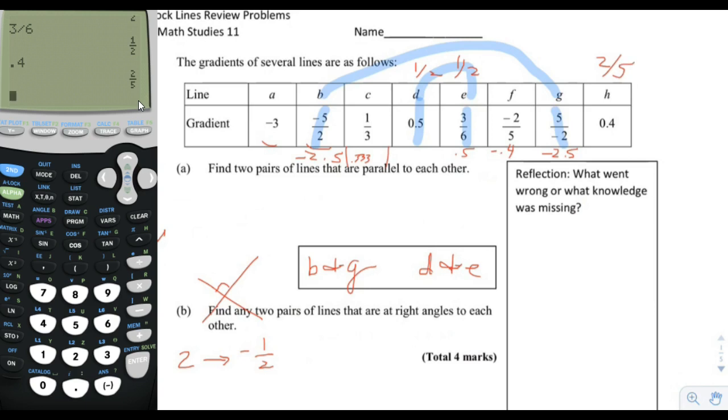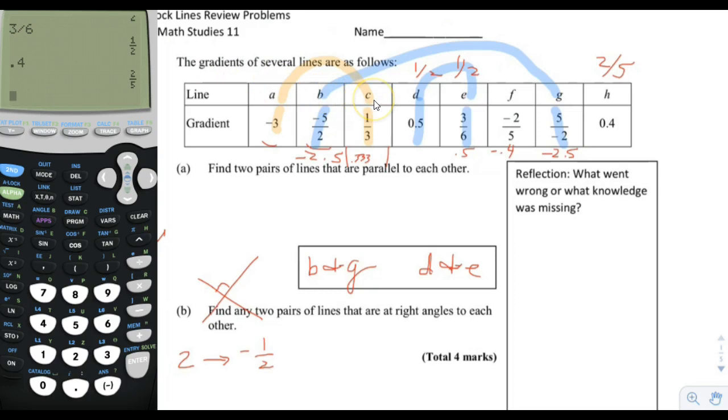I think we do. Okay, so now we're going to say, where are the perpendicular pairs? For example, for -3, we're looking for the negative inverse of that, which would be 1/3. Oh, there it is. So there's a pair. What about negative 5 over 2? Do we have a positive 2 over 5? No, we don't. We have a negative 2 over 5, so there's no negative inverse of B.